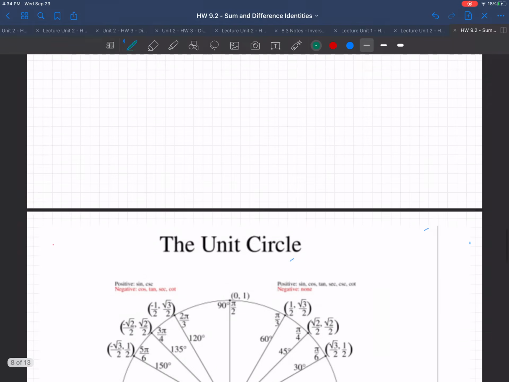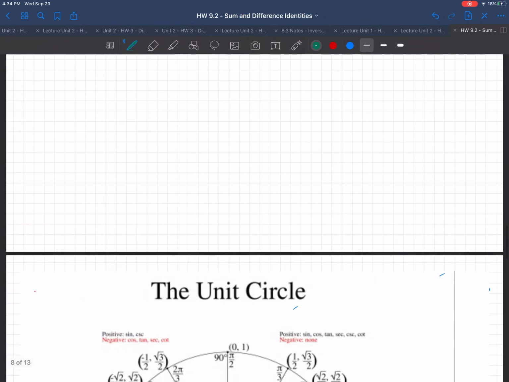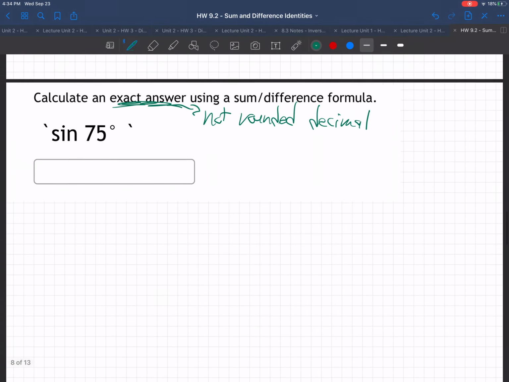We could, of course, hit the buttons on our calculator, but that would be a decimal. And they want an exact answer. Exact answer means not a rounded decimal. If you hit the buttons on your calculator, you'll get a decimal that goes forever. You'll have to round it, and it won't be exact. So how are we going to get an exact answer? Well, they're telling us right here, using a sum or difference formula.